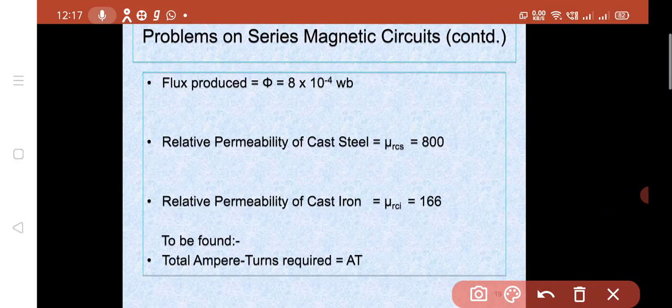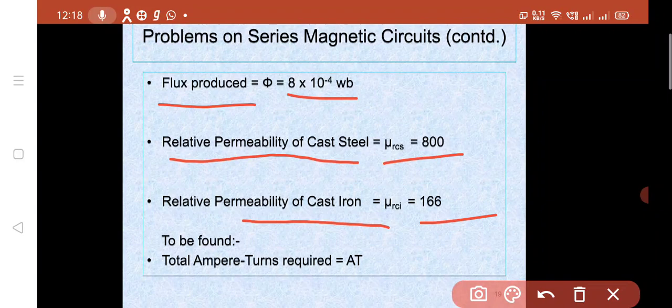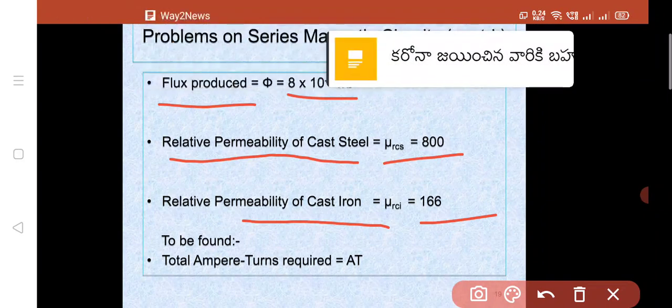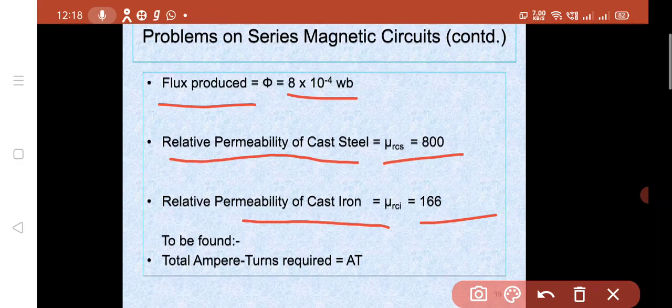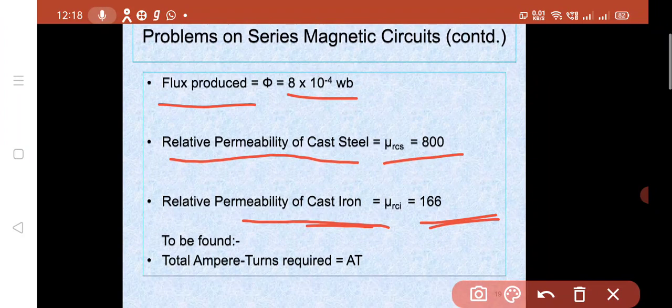Now the next one is flux produced. Phi is equal to 8 into 10 to the power of minus 4 Webers. The relative permeability of cast steel is 800, and the relative permeability of cast iron is 166. So the first one is cast steel, 800, and the second one is cast iron, 166. To be found: total ampere turns required.